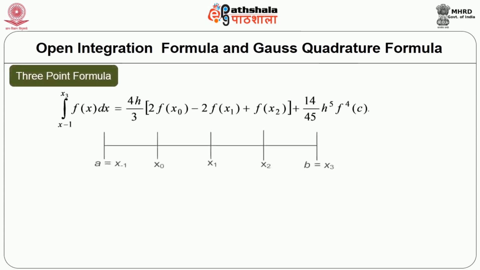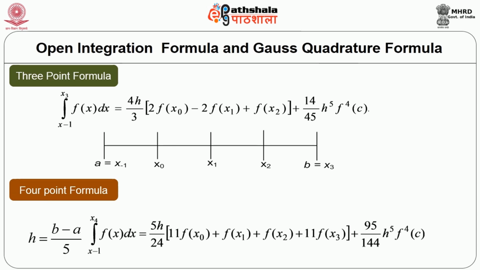Similarly, the 3-point Newton-Cotes open formula is the integral from x minus 1 to x3 of f(x) dx equal to 4h by 3 times [2 f(x0) minus f(x1) plus 2 f(x2)], plus the error term, which is 14 by 45 into h raised to 5 into the fourth derivative at the point c. Now lastly, let us take the case of 4-point Newton-Cotes formulas. h is b minus a by 5, the points are a, which is x minus 1, and then x0, x1, x2, x3, and b is x4.